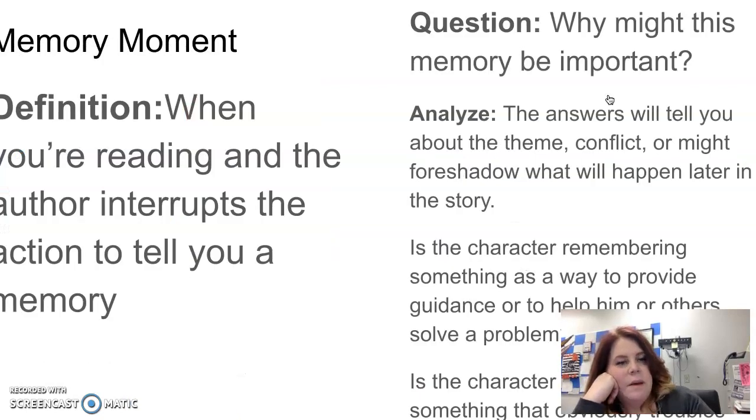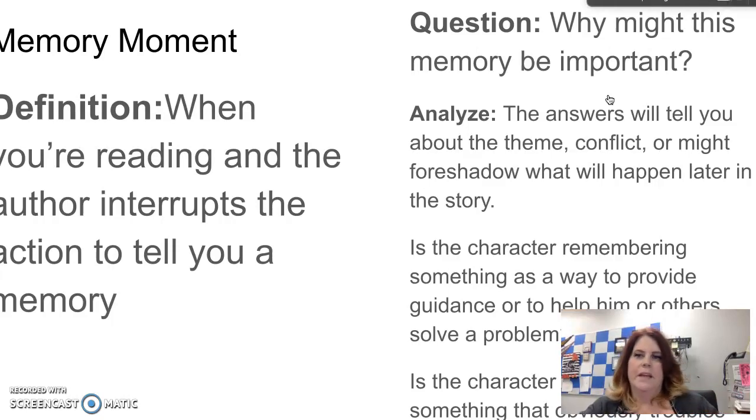And then the last one is a memory moment. There's also an example of this in your reading today. This is when you're reading and the author interrupts himself or herself to interrupt the current action to tell you a memory that happened before. So they interrupt the action and they say, this is what happened when I was 9, blah, blah, blah. And so the question that should be coming to your mind is, why are they telling me this?